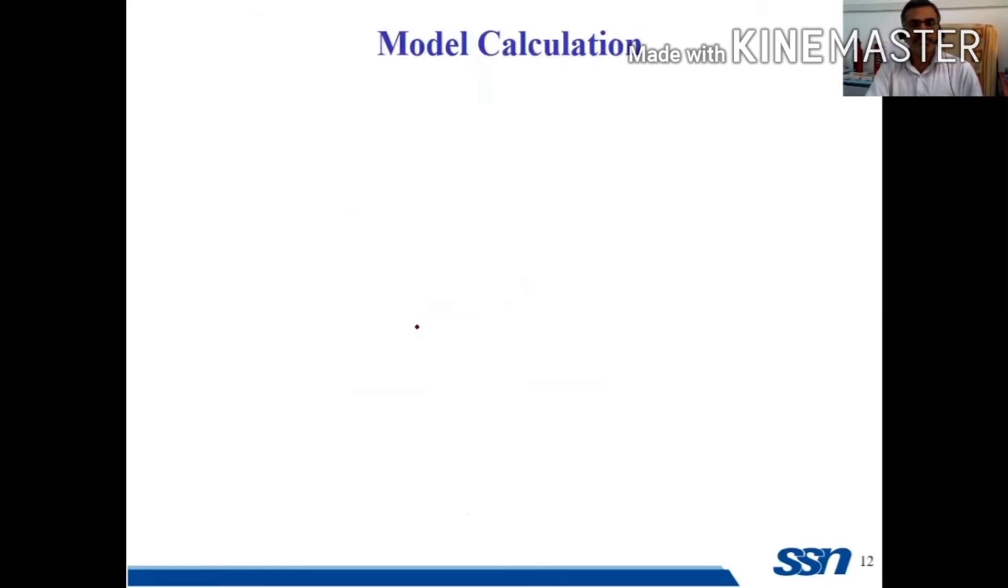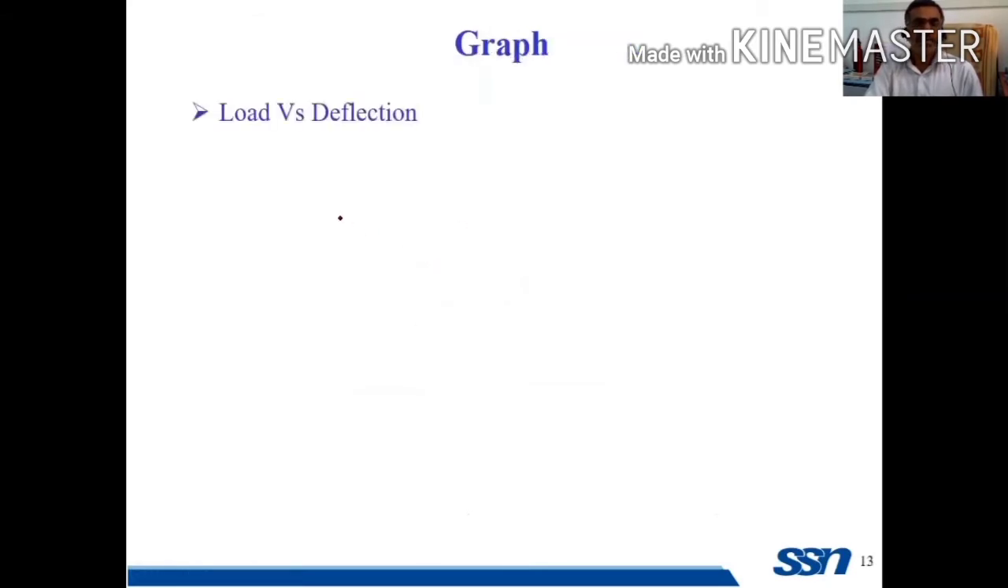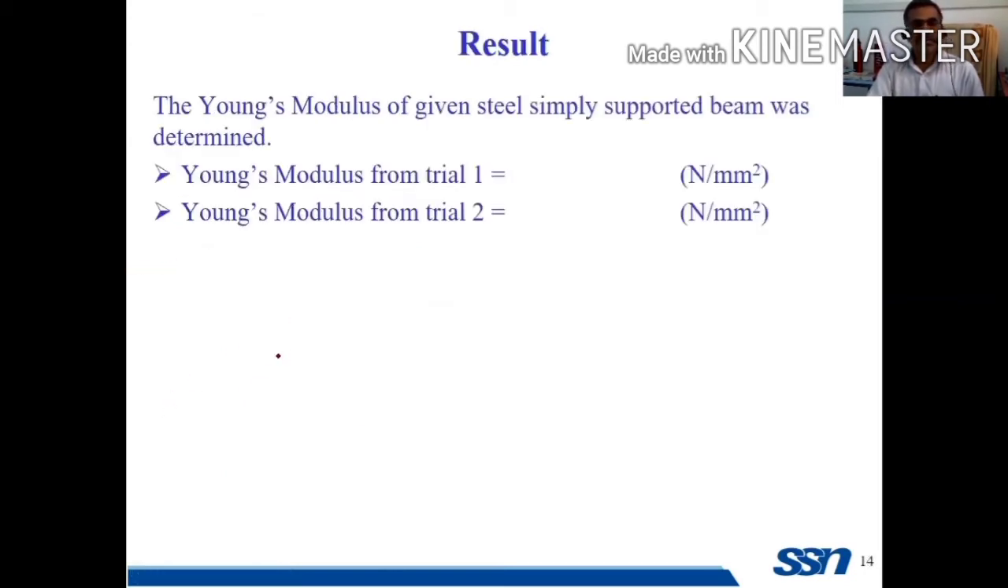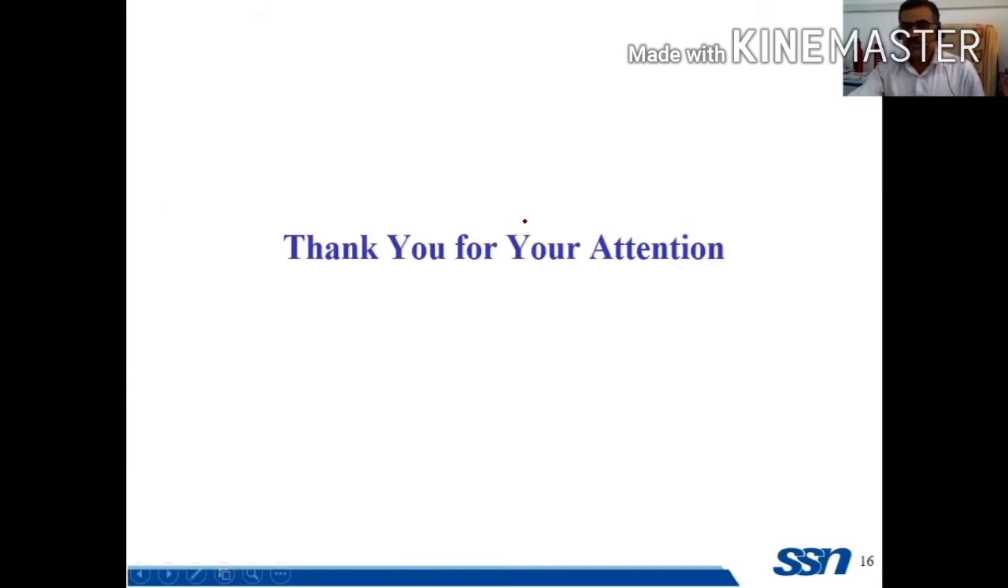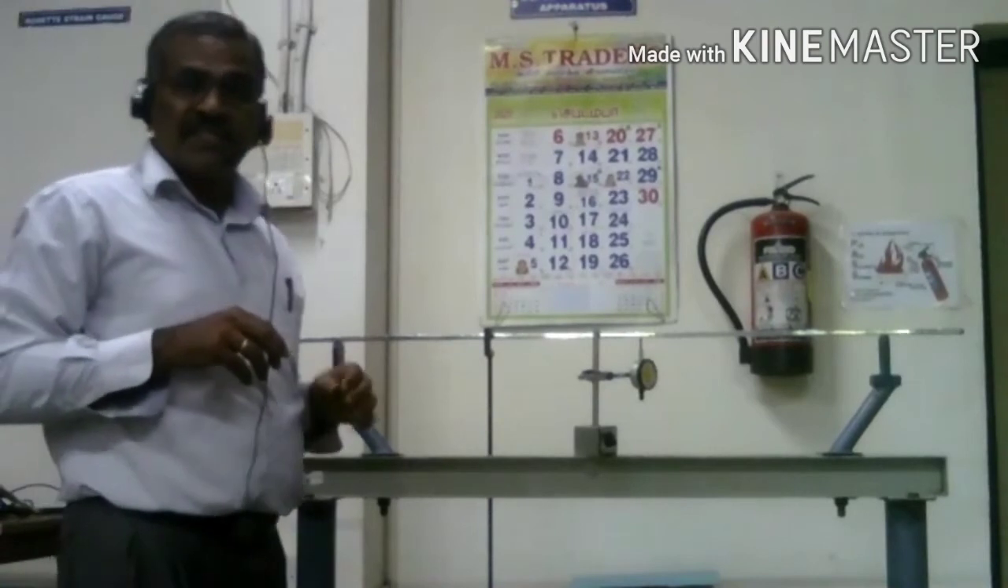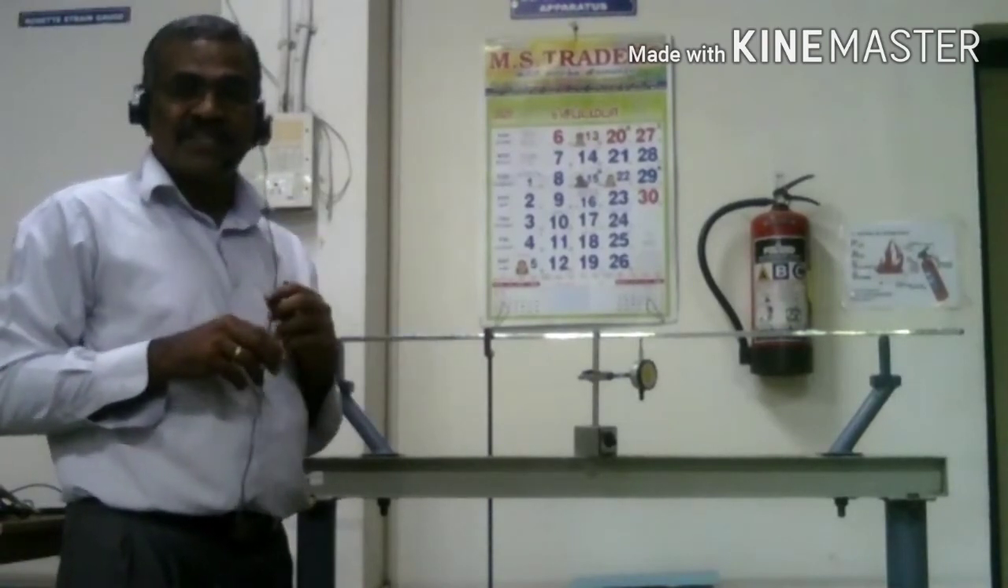Then the model calculation. Finally, you draw graphs. You have to draw two graphs, since we took two sets of readings. Here you take the load and here you take the deflection. You draw a graph for the first set and for the second set. Finally, you write the results: Young's modulus for trial 1 and Young's modulus for trial 2. So this is the way you have to do this experiment, the deflection test on a simply supported beam.